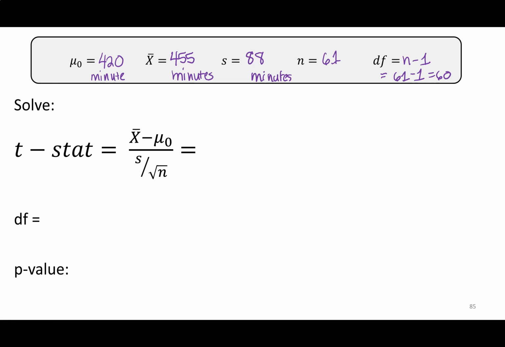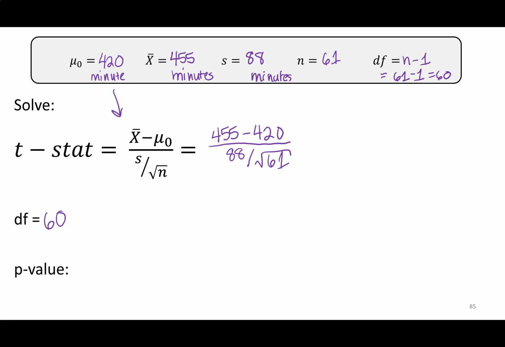So I now have everything I need to plug in to calculate my t-test statistic. What I observed is higher than what's claimed. Right off the bat, I know that my t-test statistic is going to be positive because what we observed was higher than what's claimed. Basically 455 minus 420, that's going to be positive. That's all I'm saying. 88 divided by the square root of 61.